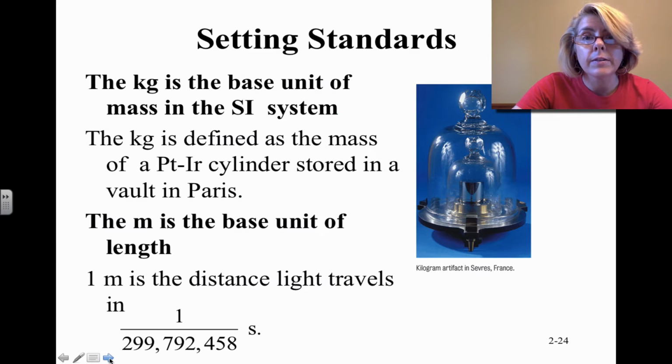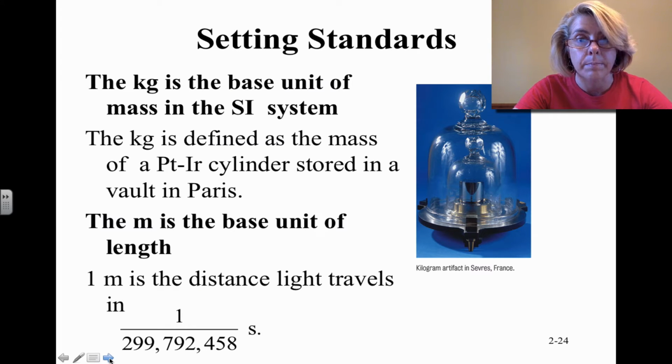Okay, so setting the standards, as I said, there was a group of scientists that got together and decided to standardize the measurements in order to duplicate experiments around the world. So they came up with the kilogram, and the kilogram is essentially a combination of platinum and iridium, and it's actually in a vault in Paris, so they can bring out that mass and weigh it and compare it with what they know to be the kilogram.